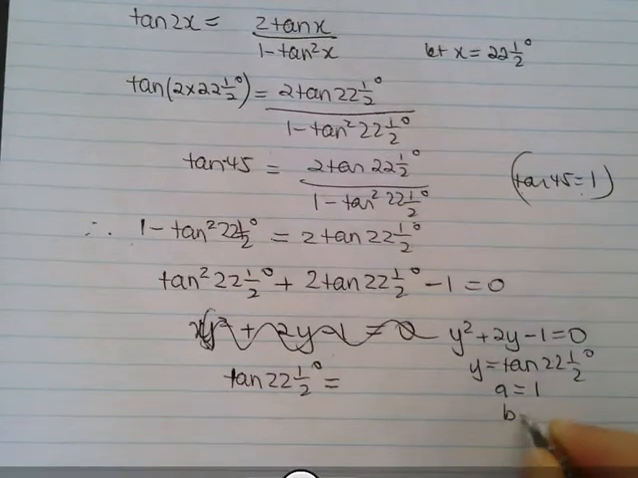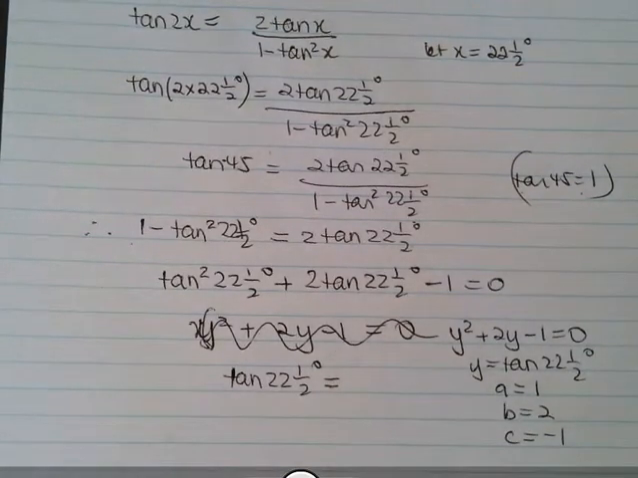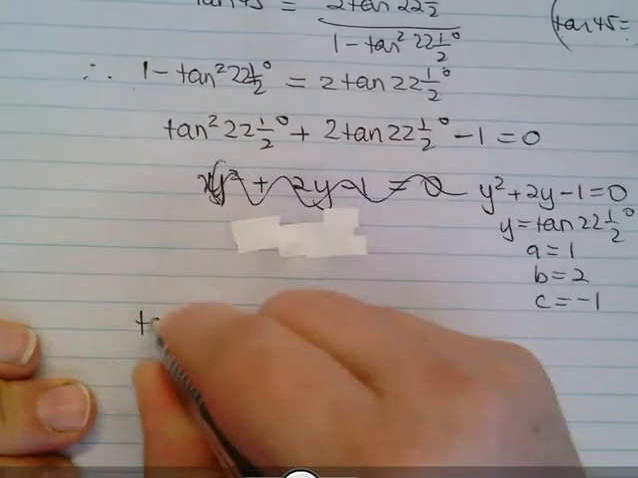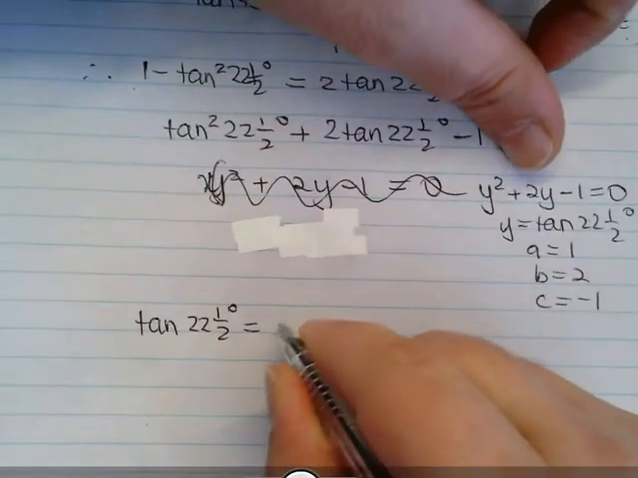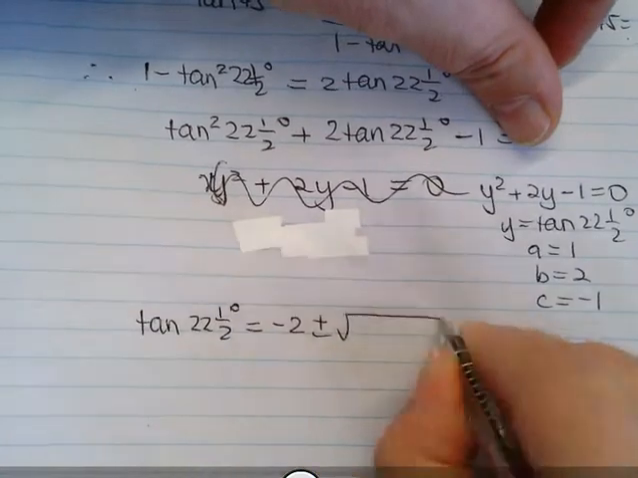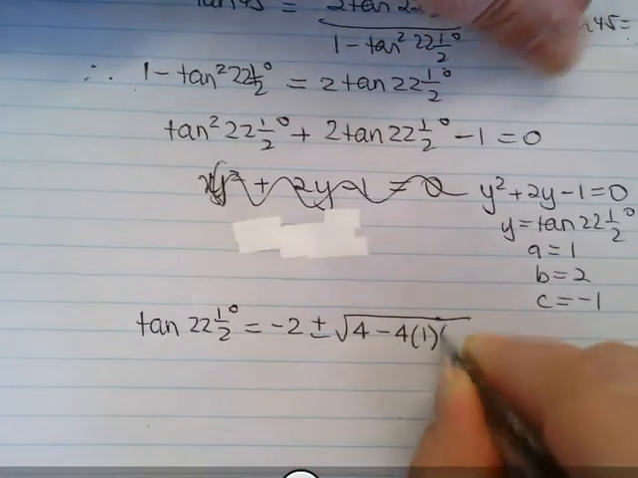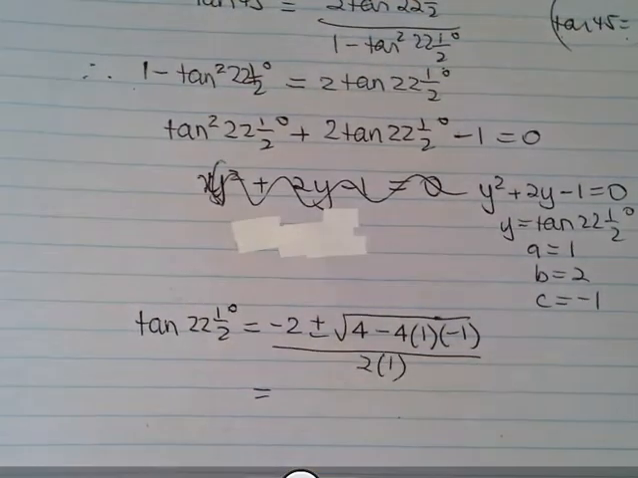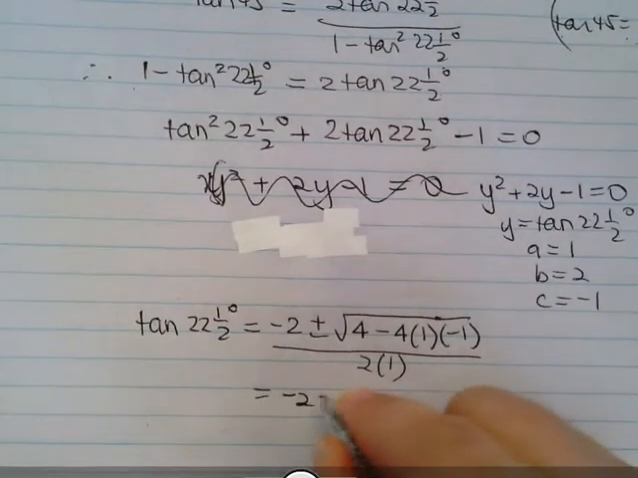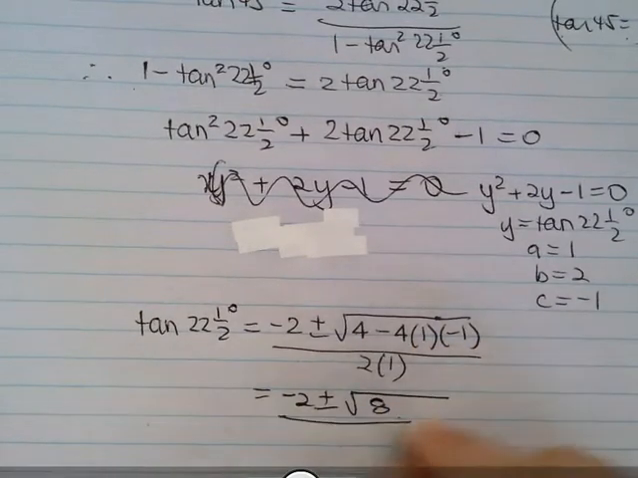B is 2. C is -1. So tan of 22.5 degrees, that's your y, equals -b, which is -2, plus or minus the square root of b squared is 4, minus 4 times a times c is -1, over 2 times 1. Are we okay with that? Because that's 2 squared, that 4, okay? So it's -2 plus or minus the square root of 4 plus 4 is 8 over 2.